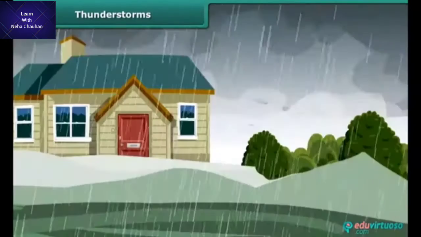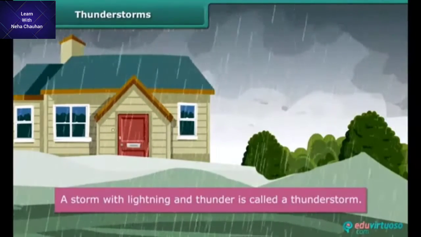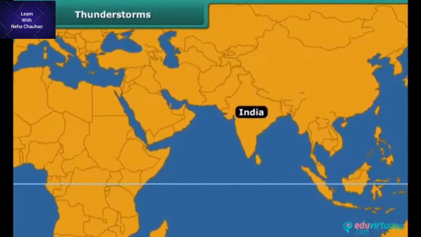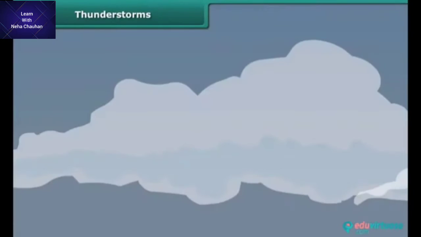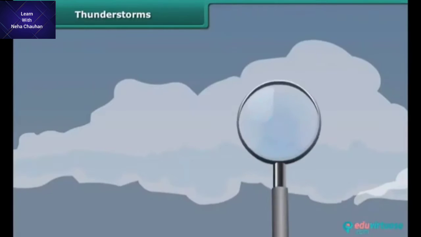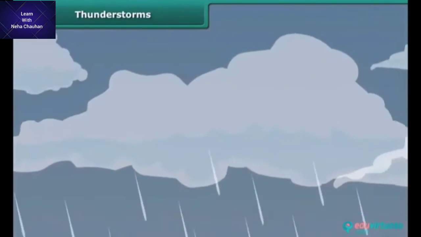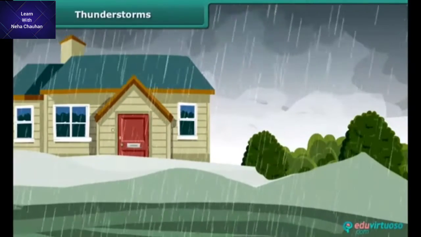Thunderstorm. A storm with lightning and thunder is called a thunderstorm. It develops in hot, humid tropical areas like India very frequently. They are formed by uplifting of warm and humid air. When the humid air is lifted, it cools down and the moisture in the air condenses to form cloud. The water droplets continue to grow in size. As the cloud extends further up, the water droplets fall down, creating sound and lightning. We call this event a thunderstorm.